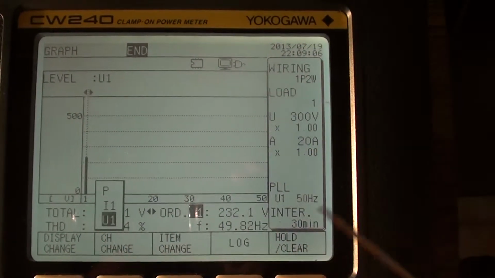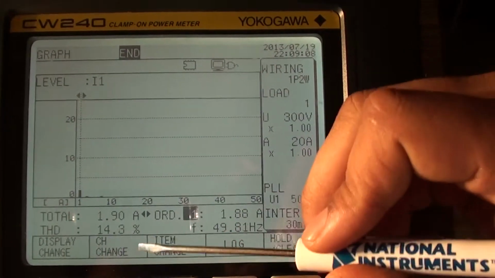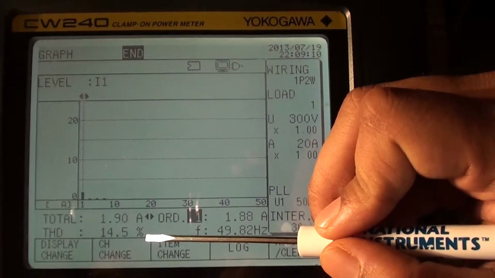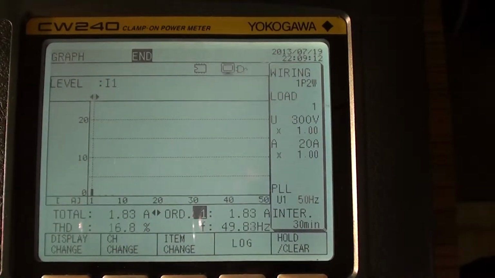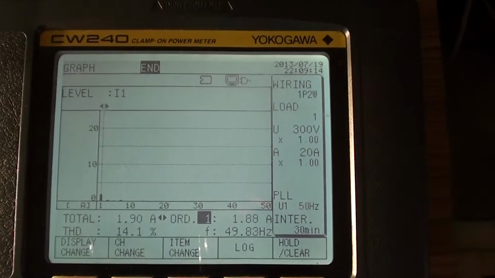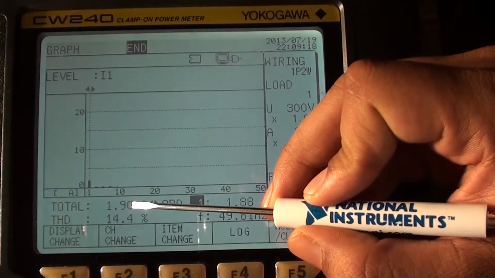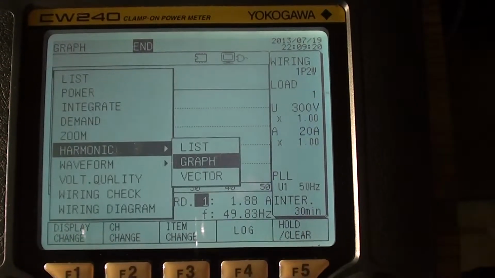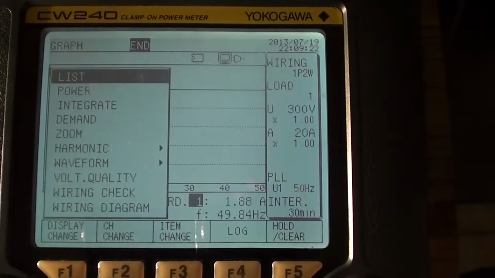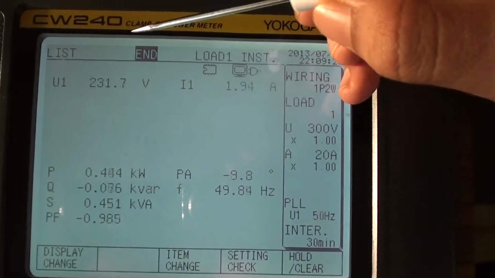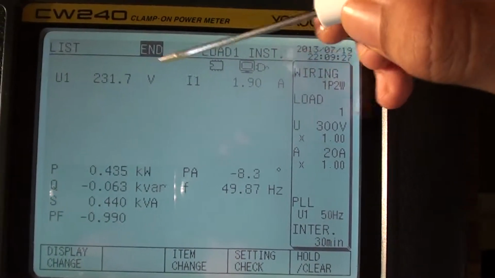Now let's move to current. There are harmonics present, 14.5%, as observed as compared to our virtual power analyzer, which had 17.5%. The current value is 1.90. Now let's move to the list. The voltage value found out is 231.9 volt.